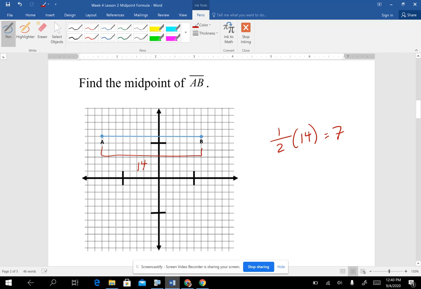So if I count 7 units away from A, 1, 2, 3, 4, 5, 6, 7. Look, it's perfectly in the middle. If you folded segment AB in half, that would be the point where the fold was at. So a lot of times we call that M for the midpoint. So I definitely didn't need any sort of formula or calculation for that one.